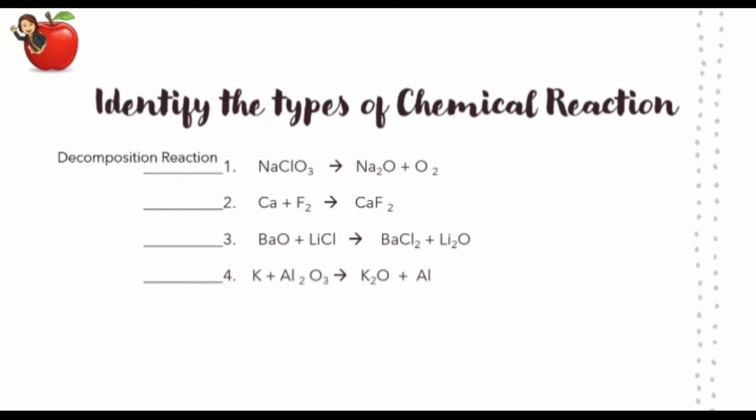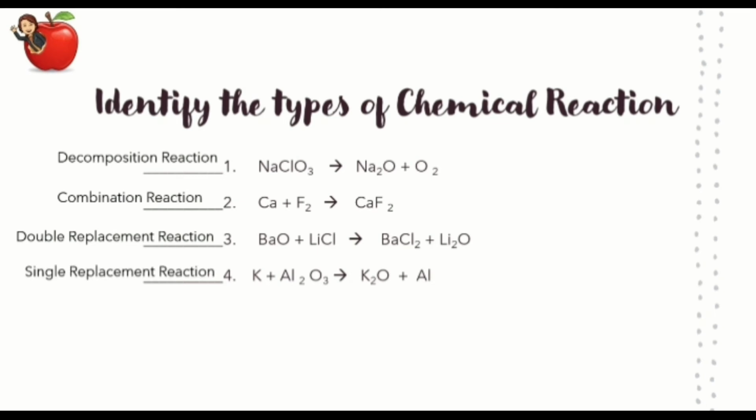Number 2, we have calcium and fluorine. Then it will produce calcium fluoride. And that is combination reaction. The third one is barium oxide plus lithium chloride. Then it will produce barium fluoride plus lithium oxide. That type of reaction is double replacement reaction, since we have a compound and another compound. Number 4, potassium plus aluminum oxide. Then it will produce potassium oxide plus aluminum. And the type of reaction is single replacement reaction. Did you get it right? Very good. So let's continue.